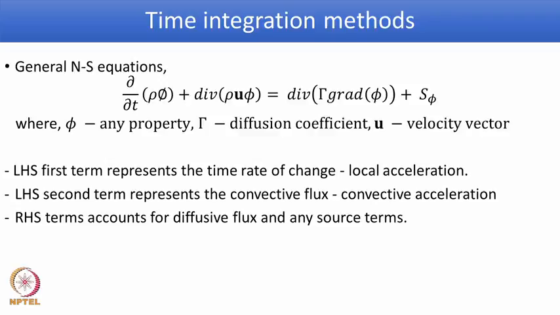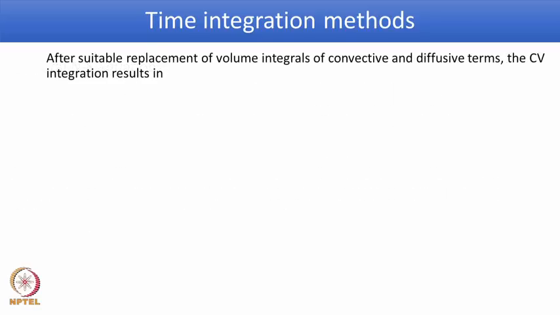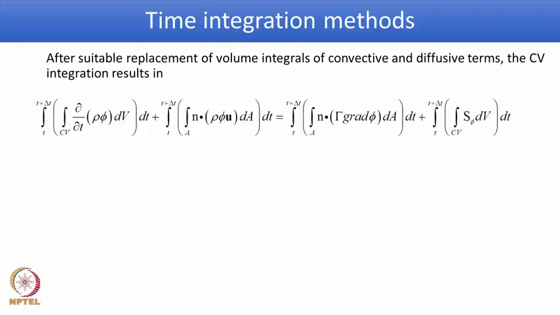To recognize the terms, on the left-hand side, the first term represents the time derivative change, otherwise it is local acceleration. The second term is the convective flux, and on the right side the diffusion term or any other source term. So, we perform the time integration on the control volume. After suitable replacement of volume integrals of convective and diffusion terms, the CV integration results as shown here.